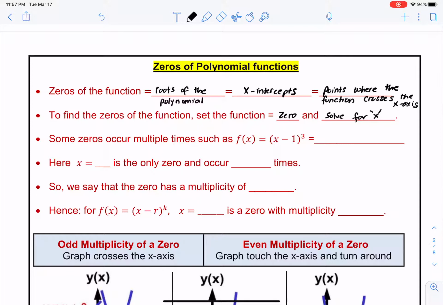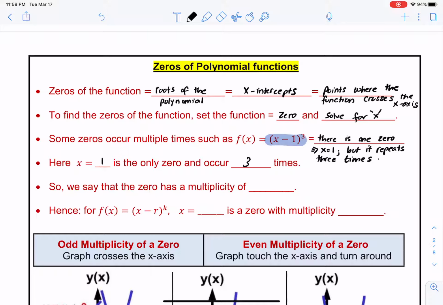Some zeros can occur multiple times, such as if you have x minus 1 raised to 3. So there is one zero, so the entire function would become 0 if you plug in 1 for x. So that zero is x equal to 1, but it repeats itself 3 times. So x equals 1 is the only zero, and technically speaking, it repeats itself 3 times.